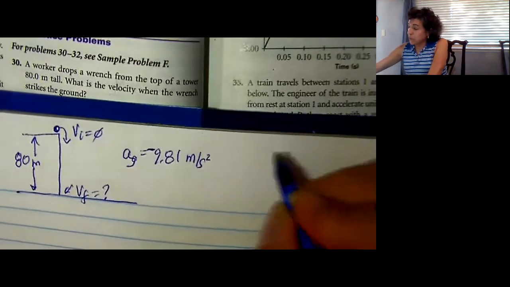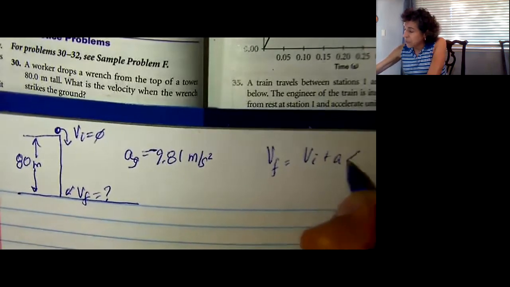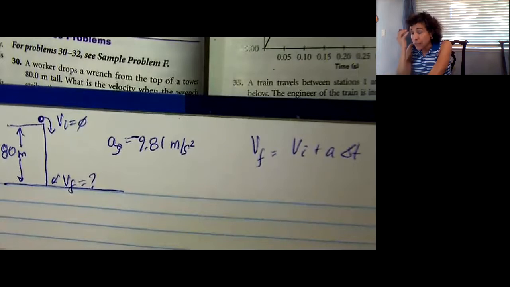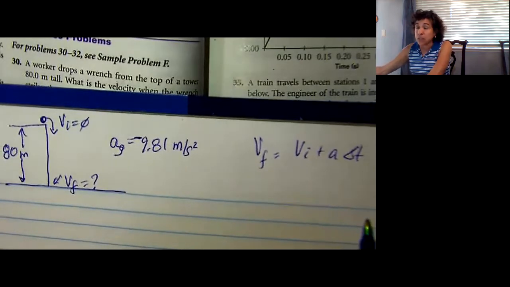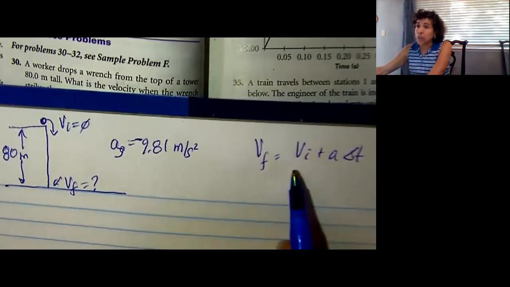I wrote down the first one that came to mind: V final is V initial plus acceleration times delta t. Does that help me? No, I don't know how long it took. If I knew how long it took to hit the ground, then I would just use negative 9.81 meters per second squared as the acceleration and know the initial velocity is 0. So this doesn't help me.